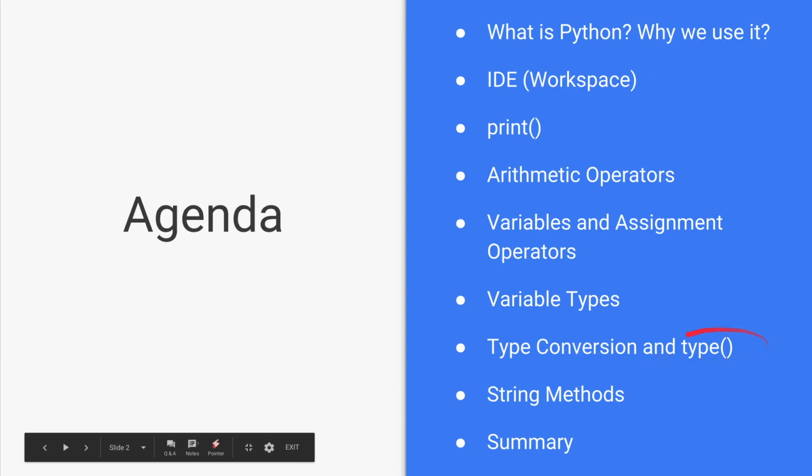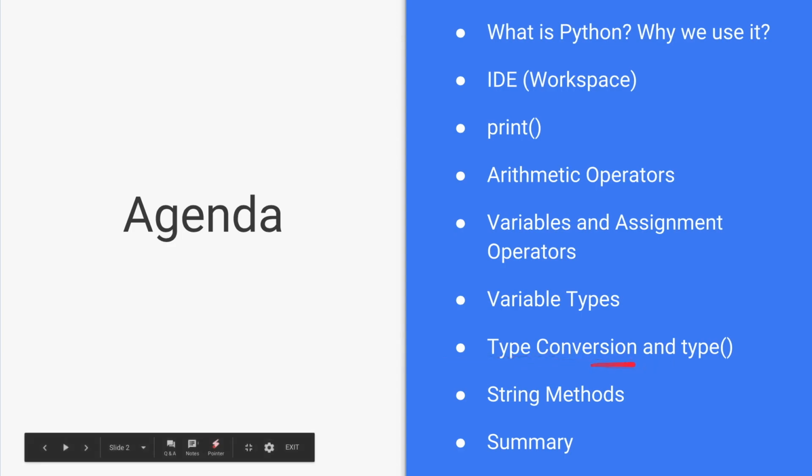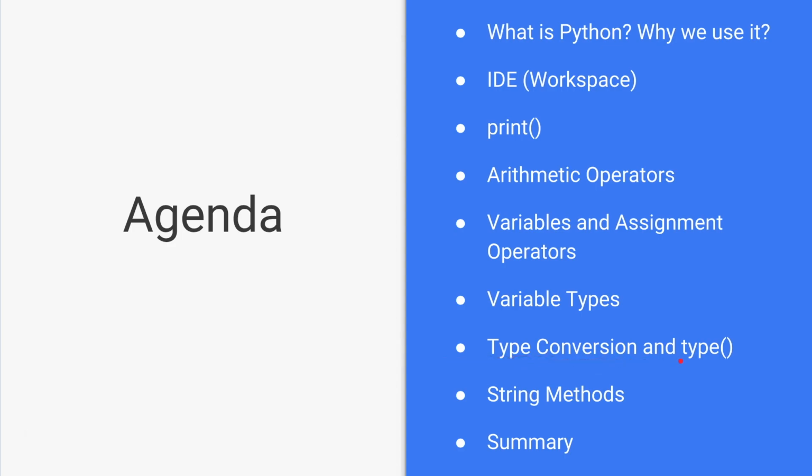We're also going to look at the type function. The type function is a bit related to type conversion, but not necessarily. Again, we're also going to look at the print function. Both of them are functions, and I'm going to explain what functions are in a bit.